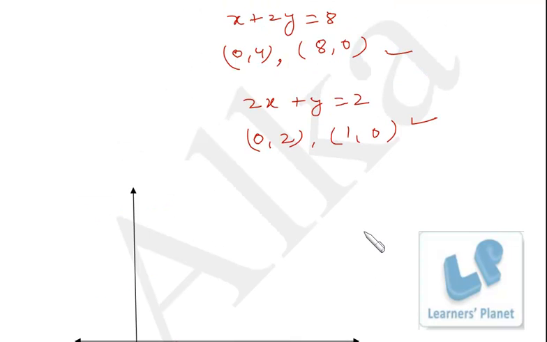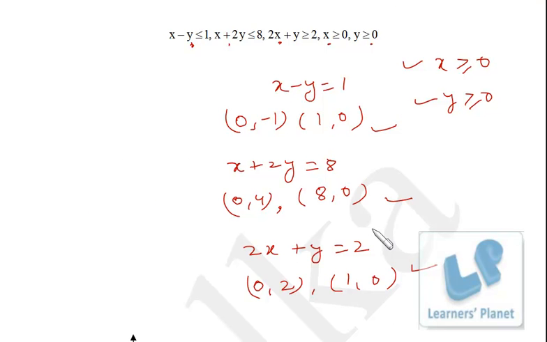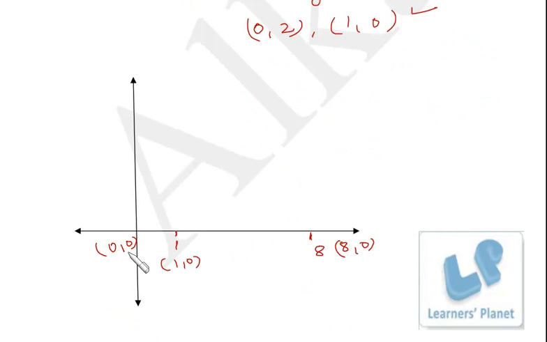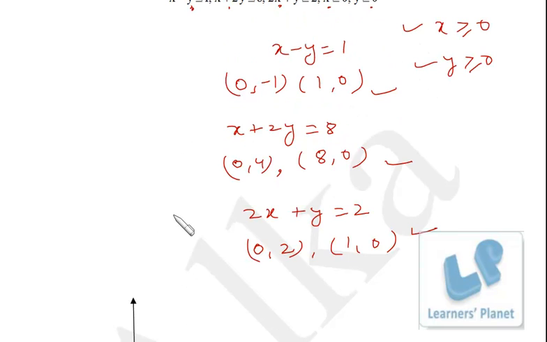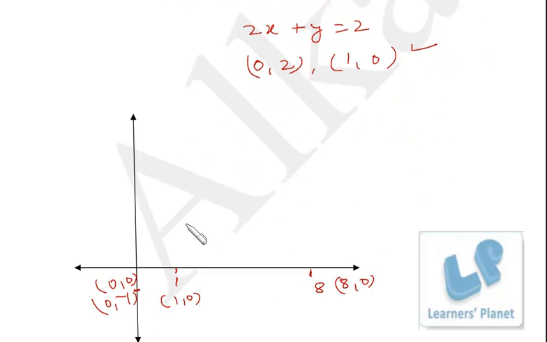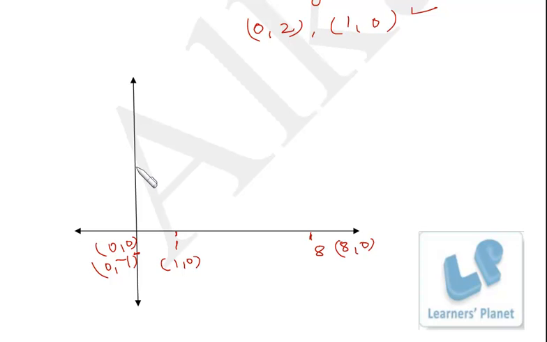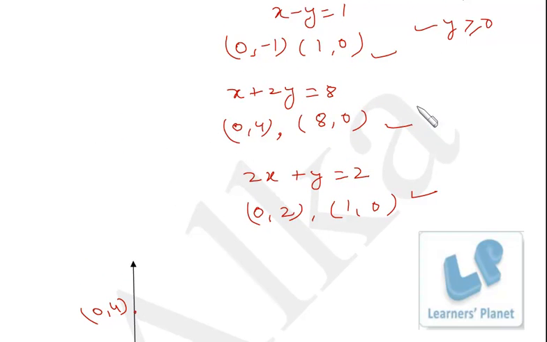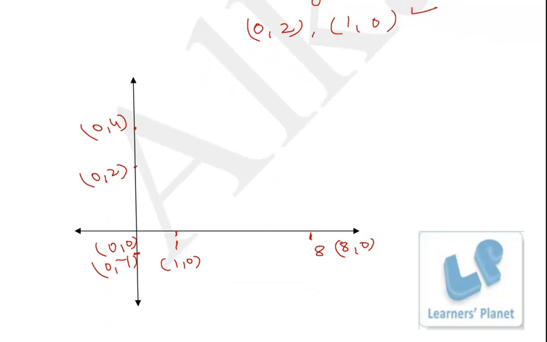And on the y-axis I want (0, minus 1), (0, 2) and (0, 4). So this is minus 1, that is (0, minus 1), and here it is (0, 4) and (0, 2). So this is (0, 2) and this is (0, 4). Now we draw the lines. The first line is passing through (0, minus 1) and (1, 0). So I just draw the line.